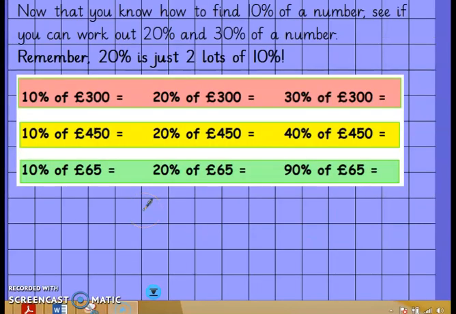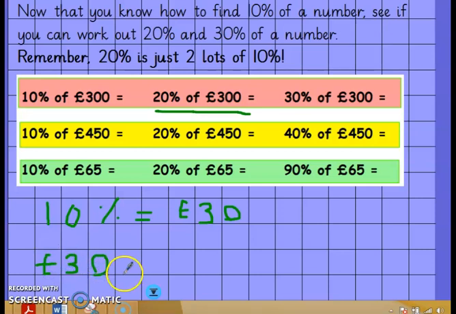A challenge question for some of you that will come up on your sheets is, what would 20% be? So first of all, you know that 10% of £300 would be 30, which means 20% of that is 2 lots of 10%. So you'd need to do £30 multiplied by 2 to give you 20%. Some of you might need to write it down, some of you can do that in your head. So you should have got the answer £60. Well done if you managed to get that.